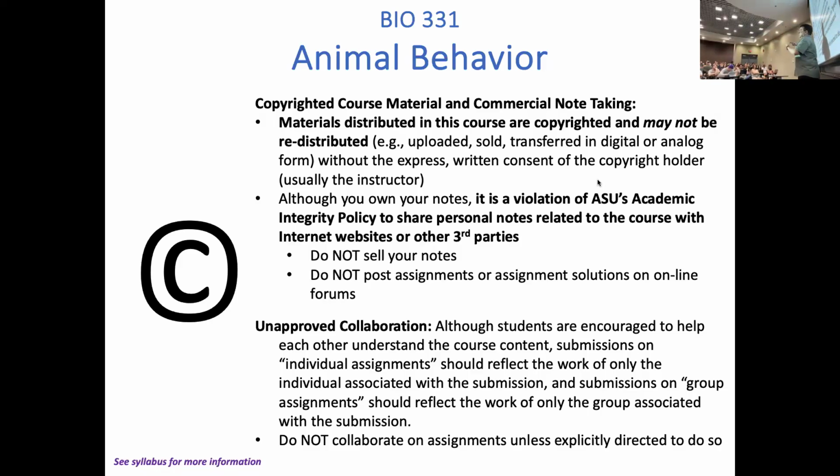We want you to collaborate in the stage twos. We want you to collaborate in the group project. We want you to work with each other to help understand the general topics, but the other deliverables you give to me reflect your individual effort.